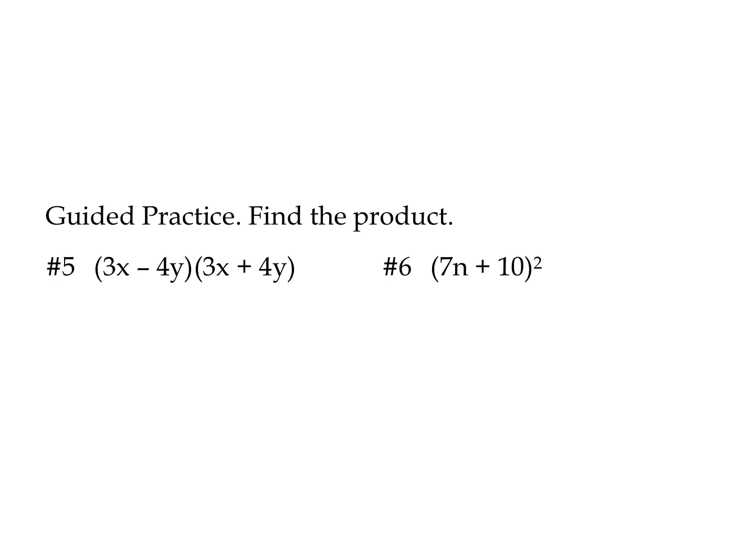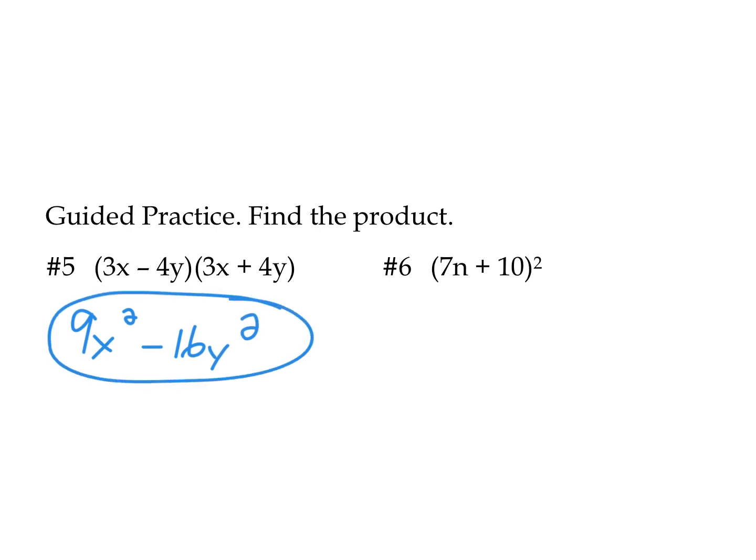So I have 3x times 3x gives me 9x squared, and then minus 16y squared. If I do negative 4y times positive 4y, that would be my special product for that set of binomials. And now I have 7n plus 10 squared.